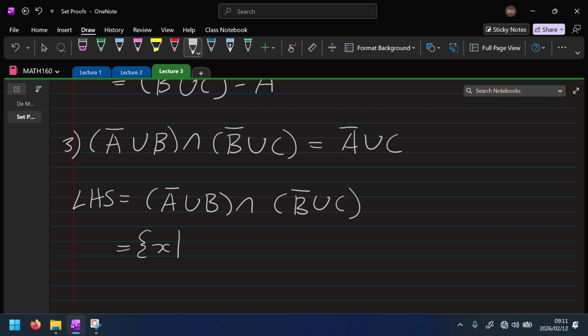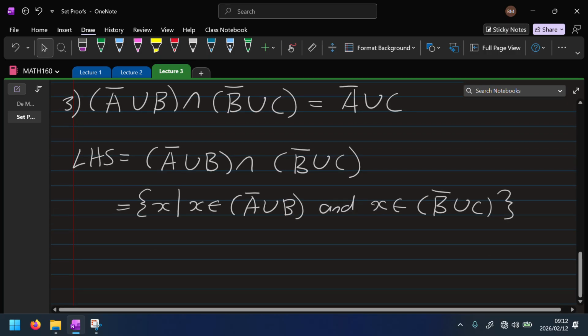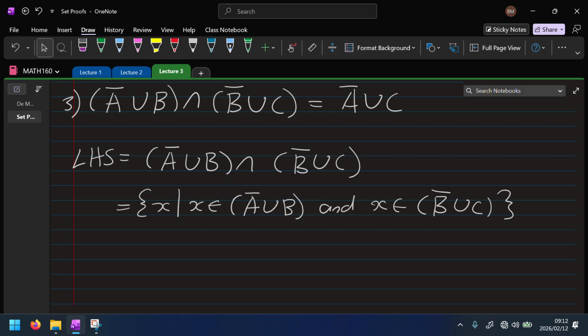Okay. In between the two, we have an intersection. So that's going to become an AND. So x is going to be an element of the first part, and x is going to be an element of the second part. So the intersection became an AND. Now let's expand the unions on both sides. So here we have a union, so it's in the first one or the second one. Here we have a union, so it's in the first one or the second one.